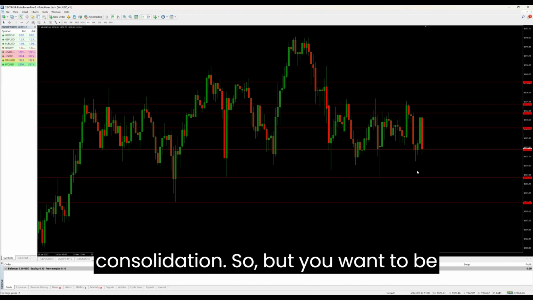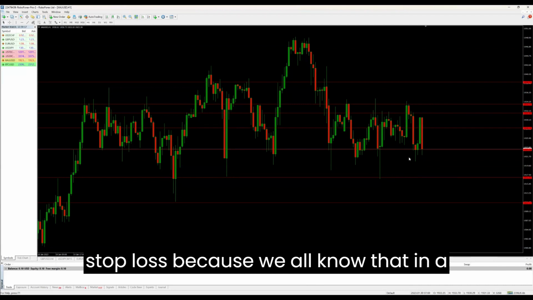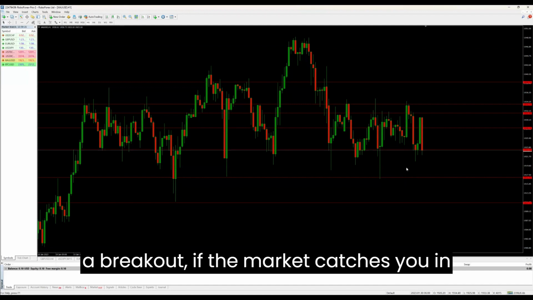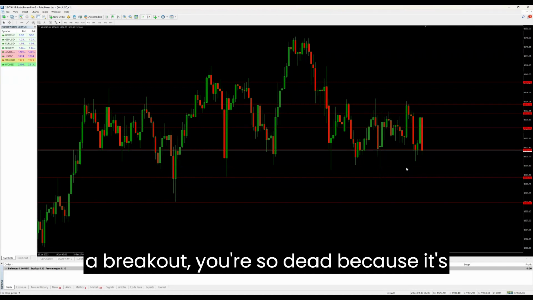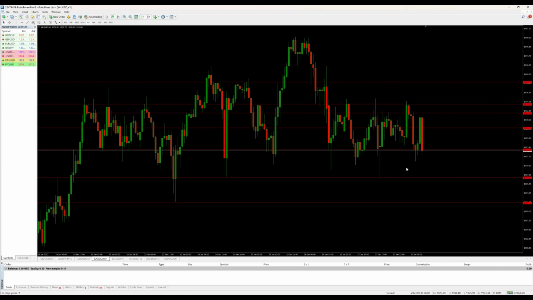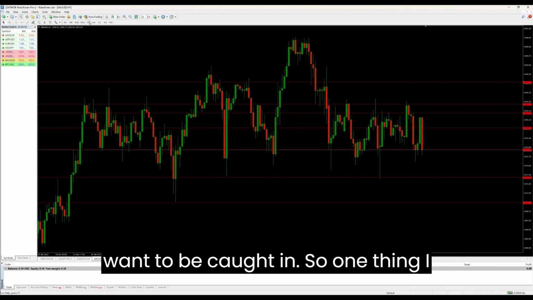But you want to be careful before getting in and use your stop loss, because we all know that in a consolidation, if the market catches you in a breakout, you're so dead, because it's going to blow your account, depending on the risk you're taking. And usually breakouts are crazy, so you don't want to be caught in.